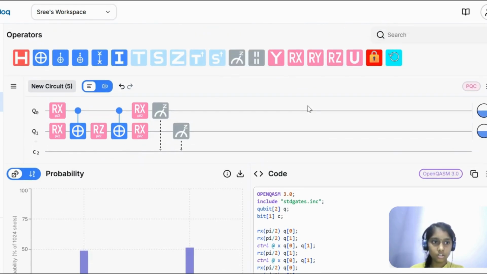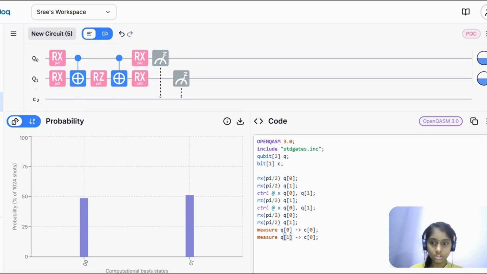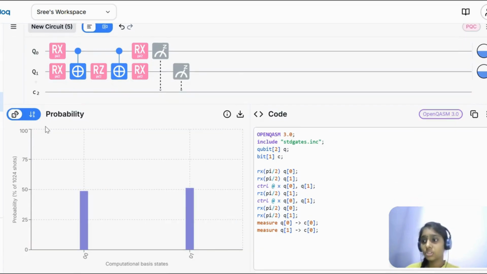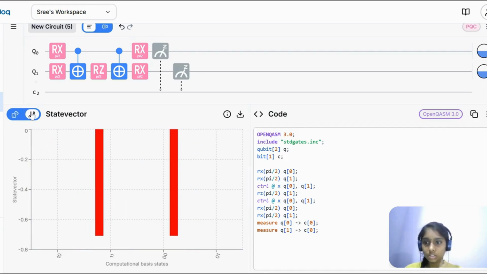Let's see the probabilities. This is the measurement probability distribution after executing 1024 shots. This is for one Trotter step, and we find that the probability is almost 50-50. And this is the state vector distribution.